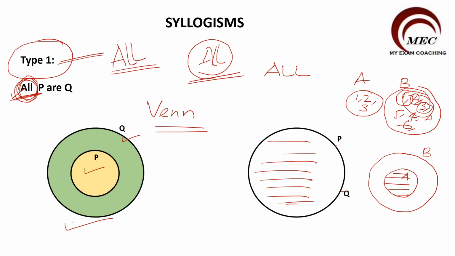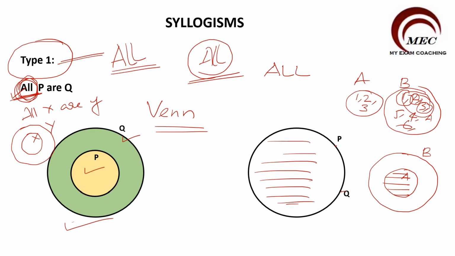All P are Q means P inside Q. If I say all X are Y, so what I will do? All X are Y, so Y will be outside. That is Y, and inside Y we can say X is inside. All X are Y. Now there are conditions.